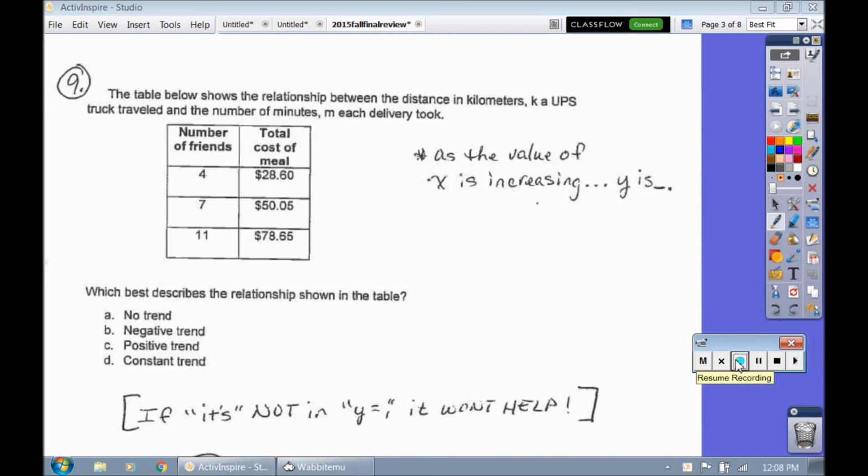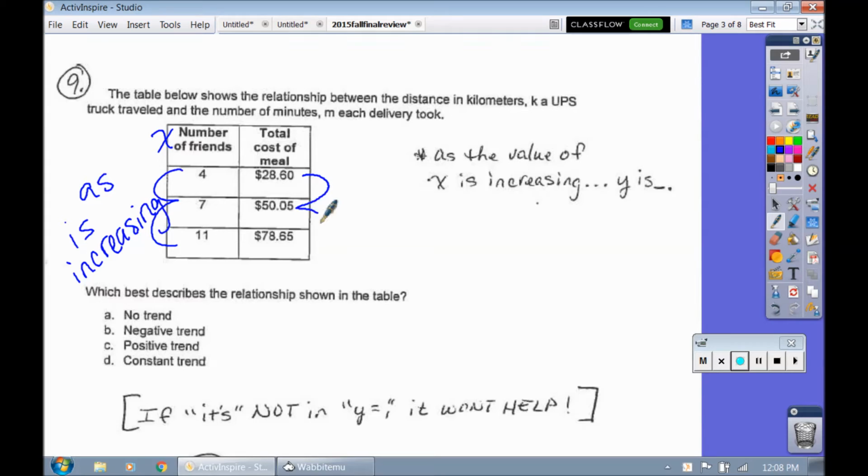Below shows the relationship between the distance in kilometers K a UPS truck traveled and the number of minutes M each delivery took. So look at the data on the left. I like to look at that as my X values. As the X values are increasing, it goes from 4 to 7 to 11. What is happening to the total cost? What's happening to the Y values? Well, if you look here, as the X values are increasing, Y is also increasing. So that is telling us that this is a positive trend.